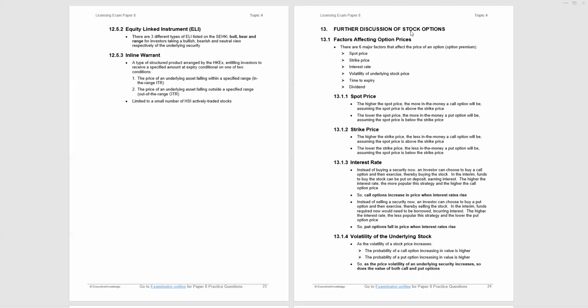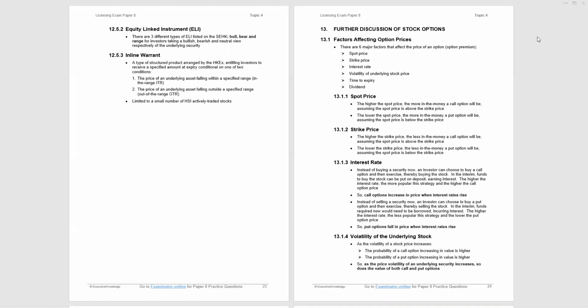Conditions being the price of an underlying asset falling within a specified range, or price of an underlying asset falling outside a specified range, known respectively as in the range ITR and out of the range OTR. And they are limited to a small number of Hang Seng Index actively traded stocks. So there you are. Inline warrant is now a structured product.